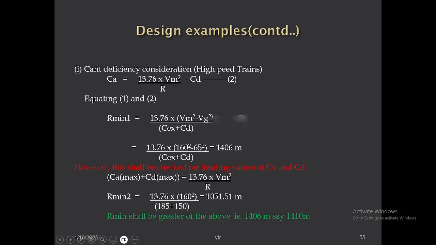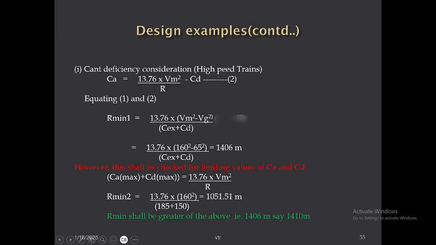Here, what you are doing further: cant actual, whatever cant we are providing, plus maximum cant deficiency, that will be your equilibrium cant. That means CA equal to equilibrium cant minus CD, so CA plus CD equal to the equilibrium cant. From this equation we can find out how much R is required. So substituting R, we are getting 1051.51 meter.